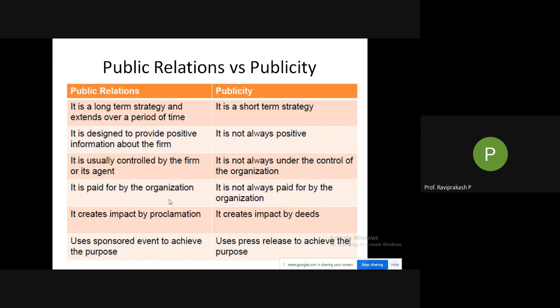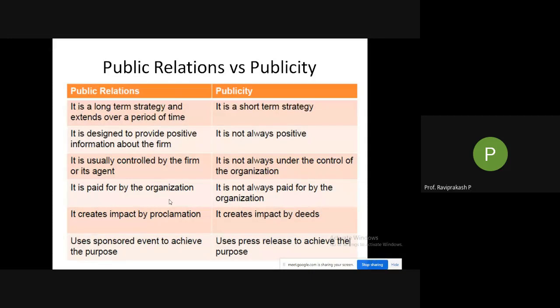It just happens from word of mouth or in some other way, where certain aspects of a company or certain information about the company spreads like wildfire. Then it creates impact by proclamation. The second one is it creates impact by deeds. Proclamation is when I say that yes, I'm doing this, I'm doing that. I'm involved with these people. I'm self-saying all those things from the company. If you see, this company says, I'm helping these people, I'm donating here. So this is proclamation.